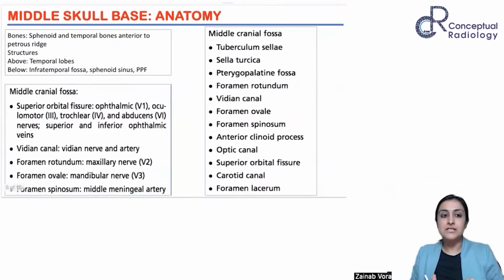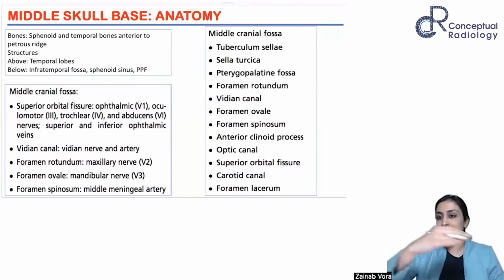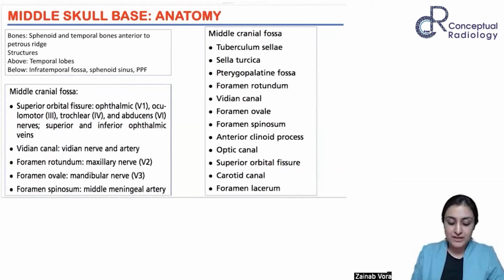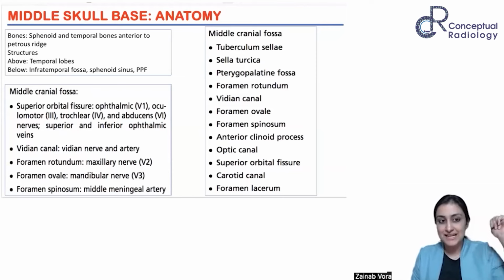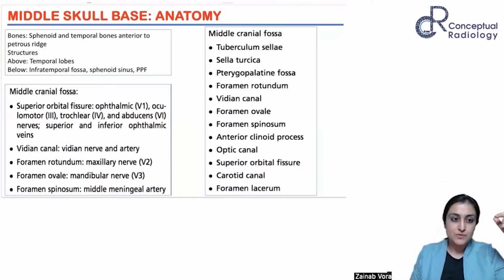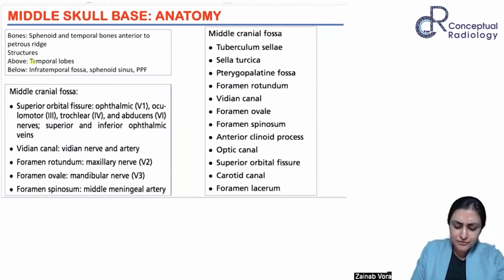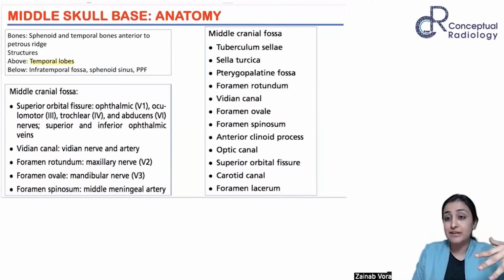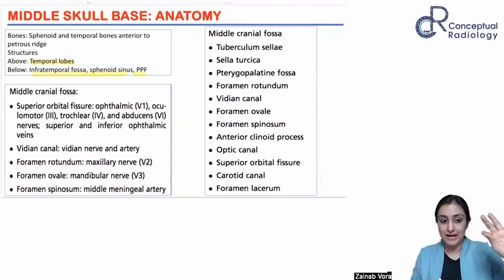Let's come to middle skull base. Middle skull base, we start from where we ended. So we have sphenoid and temporal bones anteriorly, right? So that is what is there. Above, obviously, the temporal lobe in the middle skull base, and inferiorly, very, very important, we have pterygopalatine fossa, infratemporal fossa, and sphenoid sinus that we're going to look at. कौन से fissures and foramina देखने?